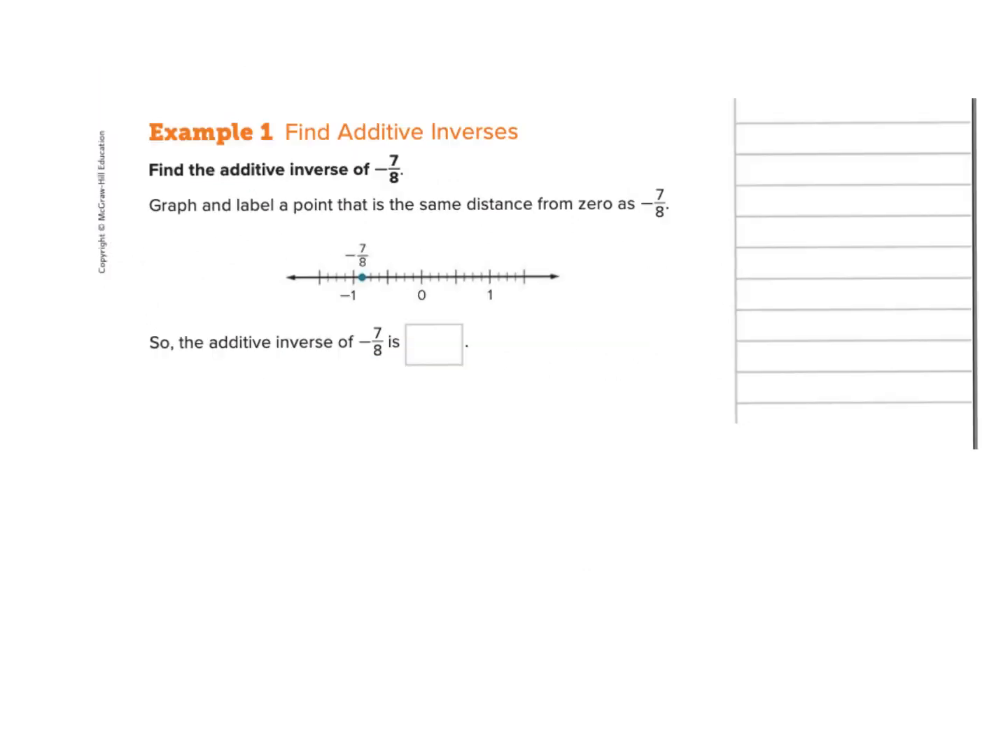Okay, so if you stay on that same page and let's do example 1. It says find the additive inverse of -7/8. Okay, so it says graph and label a point on a number line that is the same distance away from 0 as -7/8. Well, that would just be +7/8. So I'm going to come over here, and here's 1/8, 2/8, 3/8, 4/8, 5/8, 6/8, 7/8 would be right here. So I'll just put that point right there. That's +7/8. Okay, so those are additive inverses. So it says the additive inverse of -7/8 is 7/8.